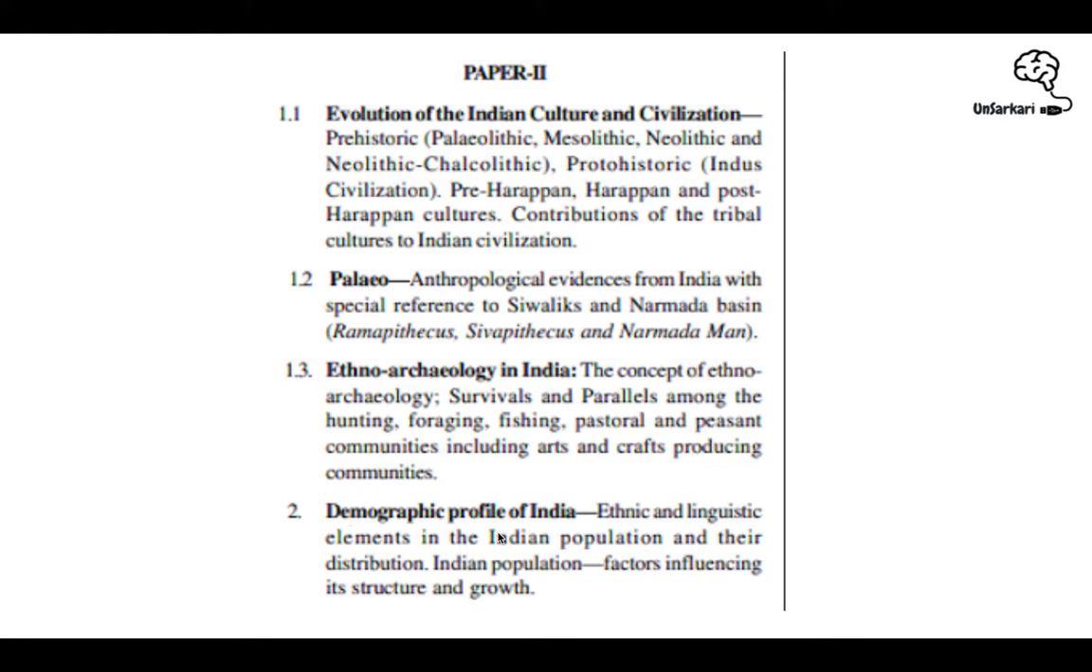Next one is demographic profile. This term demographic profile, you would have heard of it because you go through it mainly while studying census data. Then ethnic and linguistic elements. You would have studied linguistic minorities, ethnic minorities in the Indian population and their distribution, the population of India, factors influencing its structure and growth.